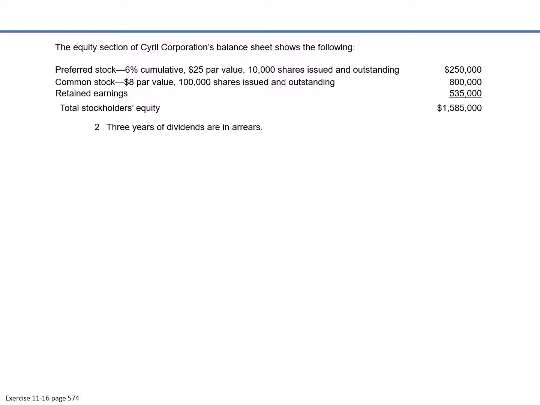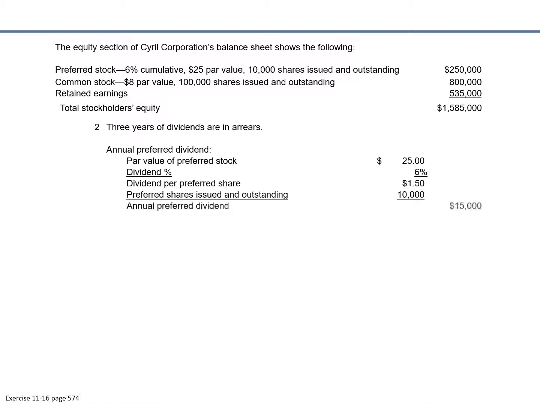All right, so then the second scenario is to assume that we have 3 years of dividends in arrears. So we have to figure out what our preferred annual dividend is. So we have our par value of our preferred stock, which was $25. Our dividend percentage is 6%. So that means our dividend per share is $1.50, and we have 10,000 shares outstanding. So our annual preferred dividend is $15,000. Okay. The number of years that are in arrears is 3, they tell us. So we have cumulative dividends of $45,000 in arrears for our preferred shareholders.